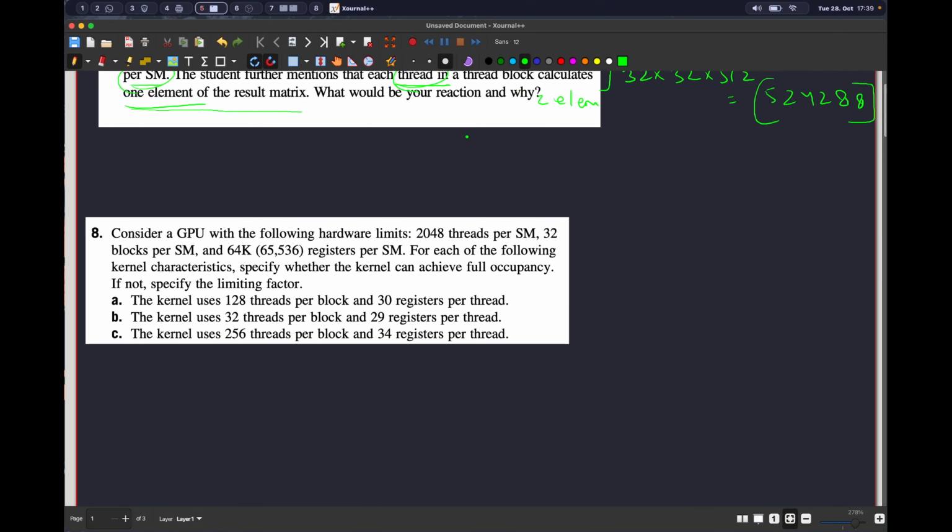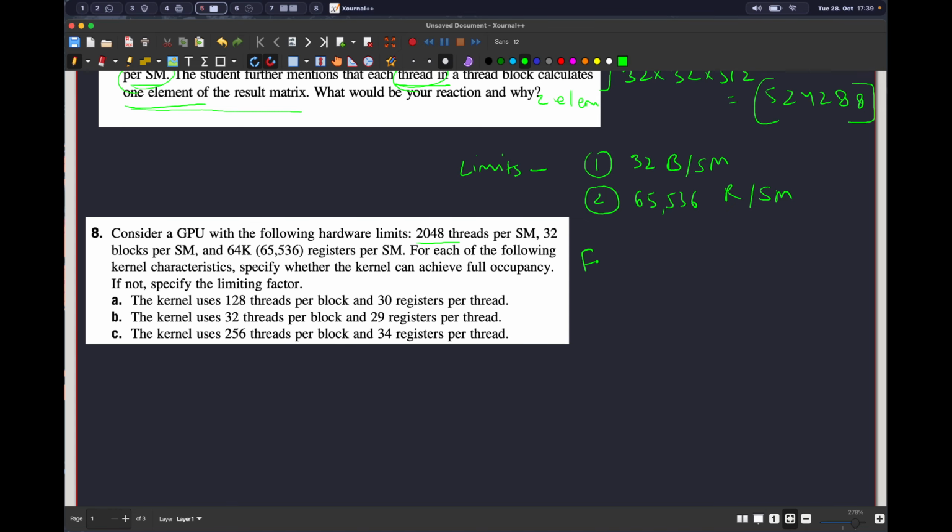So we have a GPU with limits of 2048 threads per SM. Let me write it down. Limits are: first, 32 blocks per SM; the second is 65,536 registers per SM. Which of the following kernel characteristics specify whether the kernel can achieve full occupancy?